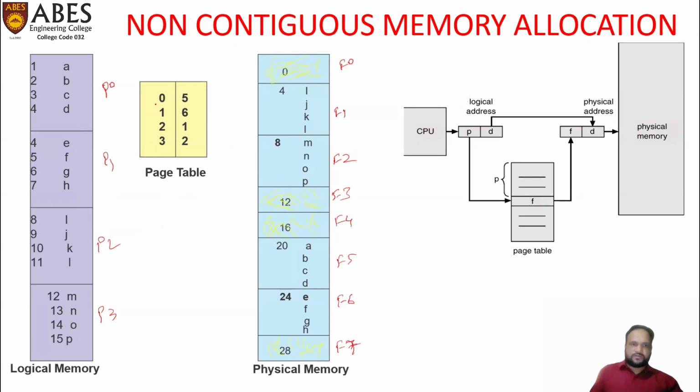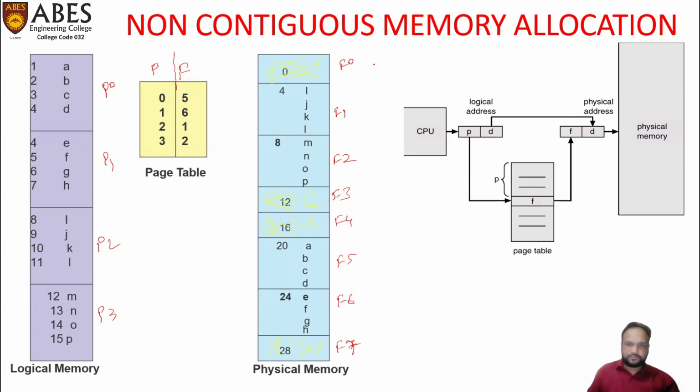Operating system managing page table. Here are the pages, and here are the frames. Now suppose we have a CPU which is generating a logical address, and we have to fetch the information regarding the physical address. How is this going to be done? How are we going to calculate that physical address on the basis of the page? To do so, we have some information.